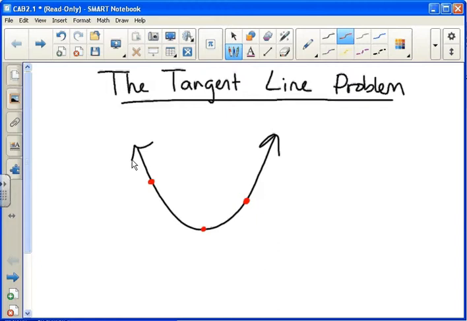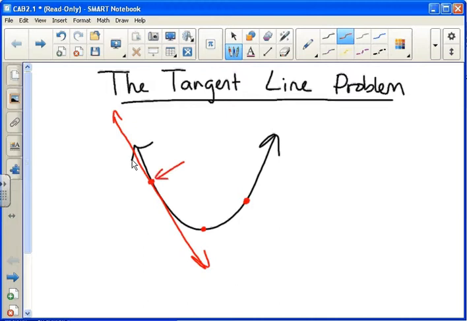Now the reason they call it the tangent line problem is because it turns out that the slope at those points is exactly the same as the slope of a tangent line to that point would be. So a tangent line is a line that touches exactly one point. And it doesn't cross through, it just touches and then passes by. So the slope of that red tangent line I drew will be the same as the slope at that point that I just pointed to.